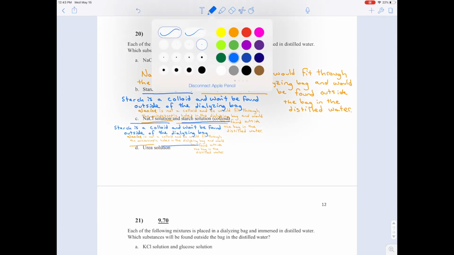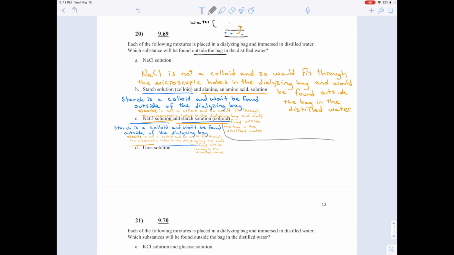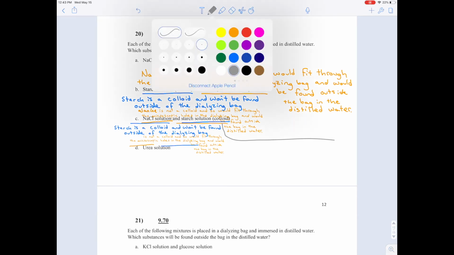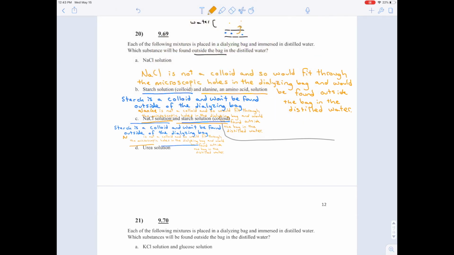So you'd be writing a similar explanation. Starch is used here again, so we could say starch is a colloid and won't be found outside of the dialyzing bag because it's too big to fit through those holes. NaCl is not a colloid, and so would fit through the microscopic holes in the dialyzing bag and would be found outside of the bag in the distilled water.